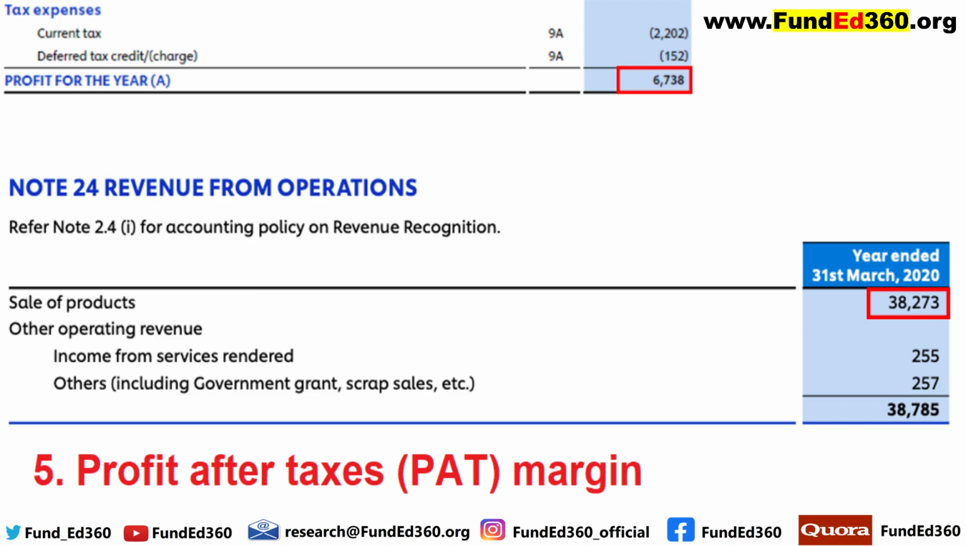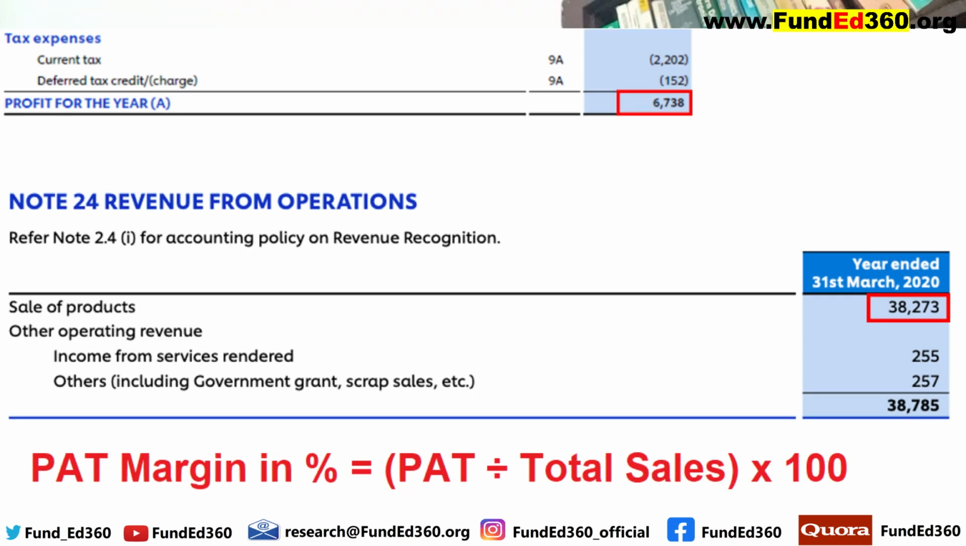The next figure is the PAT, profit after tax, margin. The PAT margin is also expressed as a percentage, and it is one of the simplest financial ratios to compute. It is also among the most useful, though very simple, since it helps you determine the overall profitability of the company. It is very clear that the greater the PAT margin, the better the profitability. The equation is: PAT margin equals profit after tax divided by total sales, multiplied by 100. In the case of HUL, if you substitute the values, you will get a PAT margin of 17.6%. In the previous year, it was 16.02%. So obviously the PAT margin has also improved.